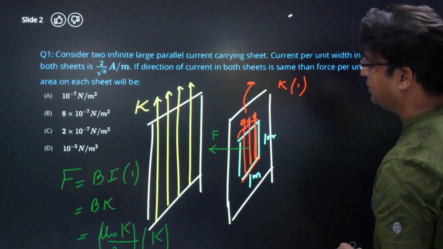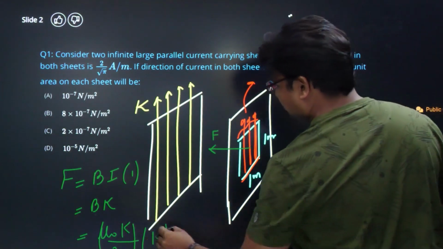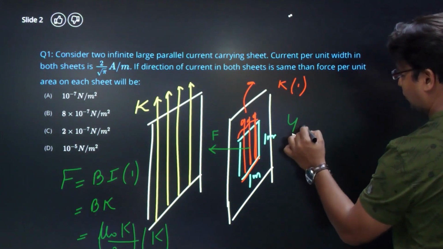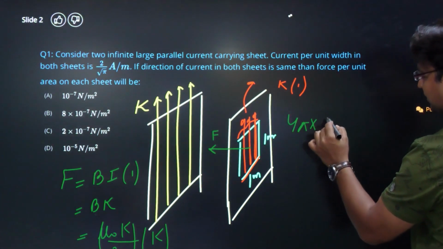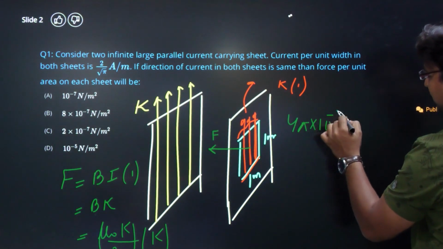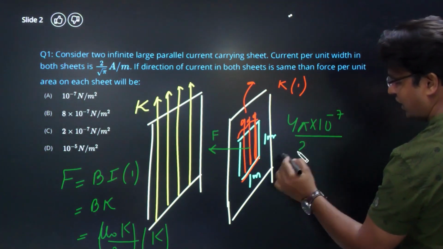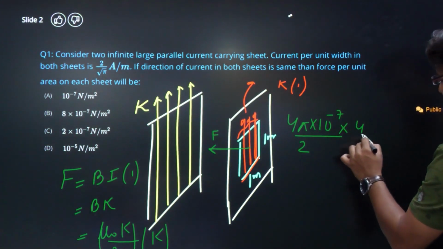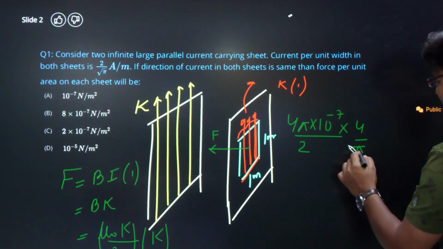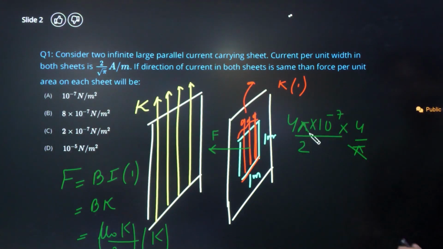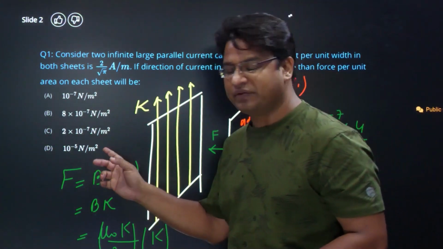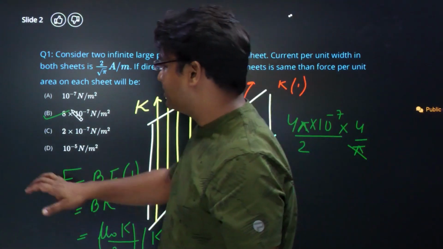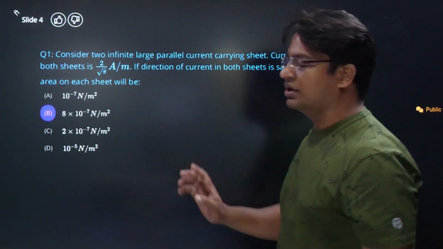Let me write this as mu naught. What is the value of mu naught? Mu naught is 4 pi into 10 raised to power minus 7. That is mu naught divided by 2 and then K square. The value of K square will become 4 upon pi. So the pi gets cancelled and this becomes 16 by 2, 8 into 10 raised to power minus 7. So we are looking at option B as the answer. Option B is the correct answer here.